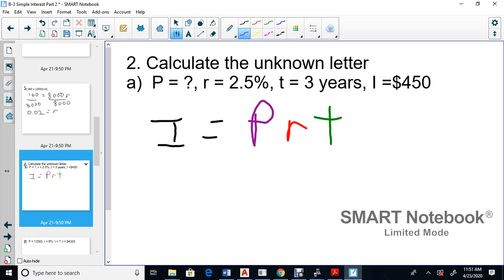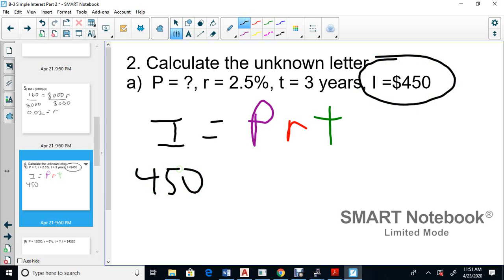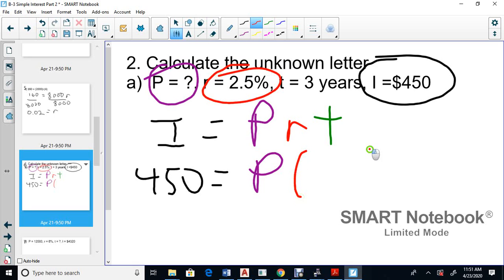So let's start off with the I. Okay, we're given the I right here. So I is 450. So we put it where the I is. We go equals. Well, let's go to the P. Oh, P is a question mark. It's right there. So we're just going to put P. Okay, R. There's R. It's 2.5%. Well, we're not going to use 2.5%. We're going to put a decimal. So over on the side, let's figure out where.